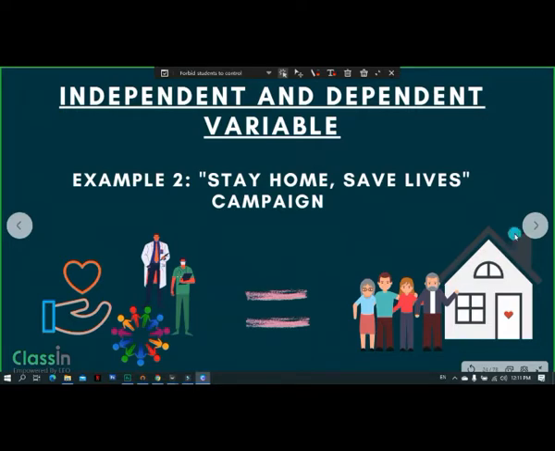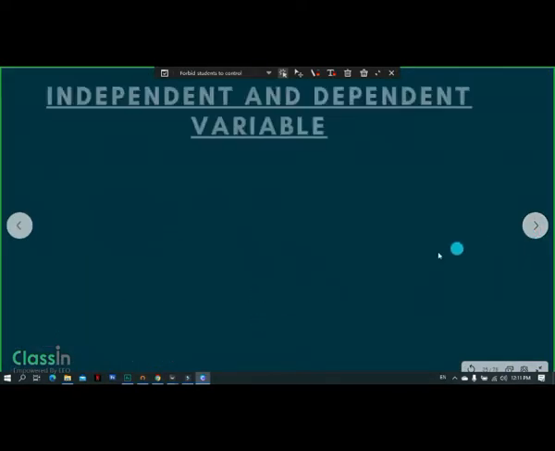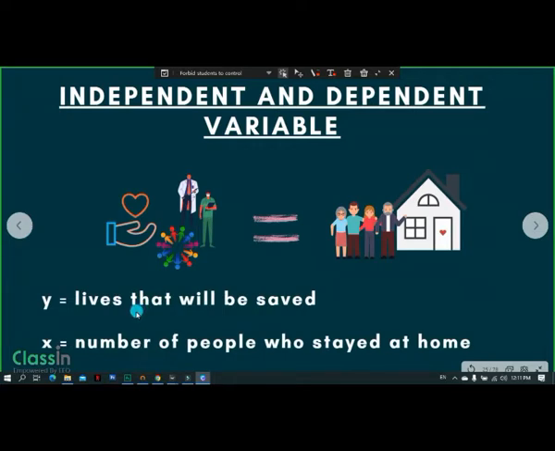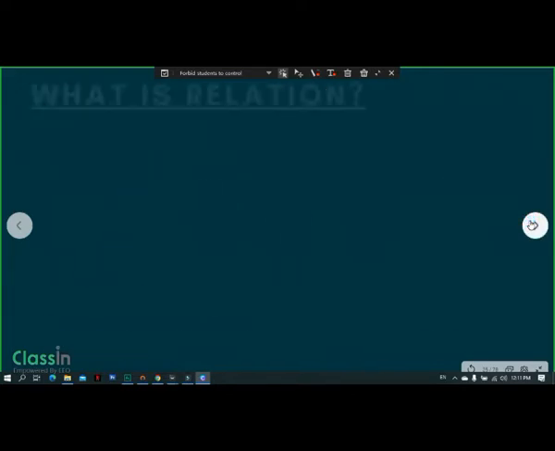Okay? So, which is the dependent and the independent variable in this scenario? So, our dependent variable, syempre yung lives na masisave natin. Okay, syempre, nakadepende po yun. Di ba sabi nga, yung isang tao pwedeng makahawa ng hanggang 3 or mas marami pang tao pagka ikaw ay may coronavirus. So, yung x naman po is the number of people who stayed at home. Mas maraming nagstay sa bahay, mas maraming masisave na buhay. Okay? Nakukuha po? Okay. Next.